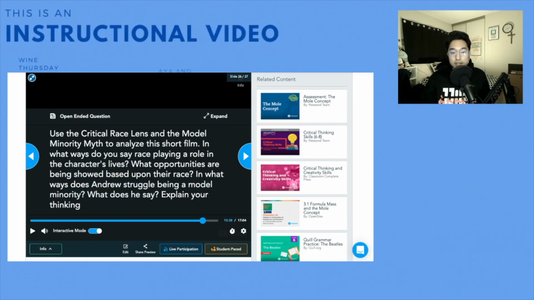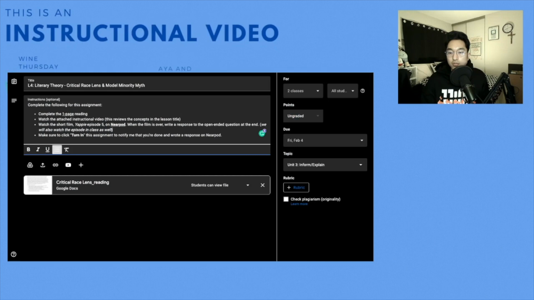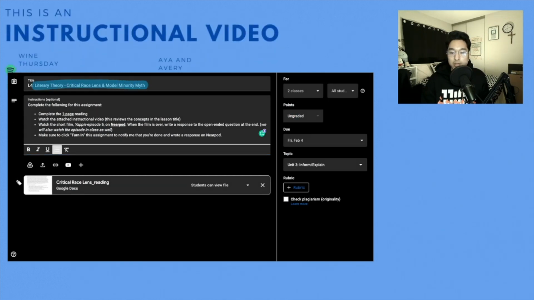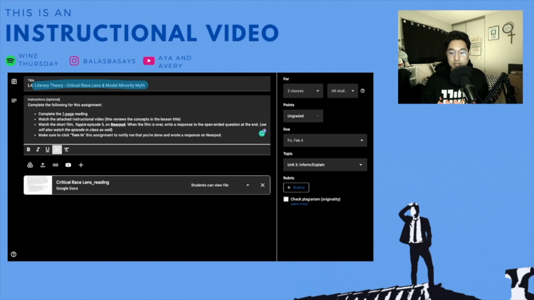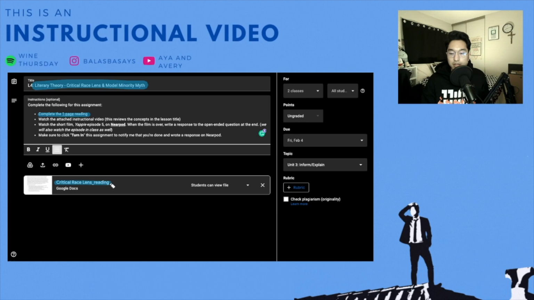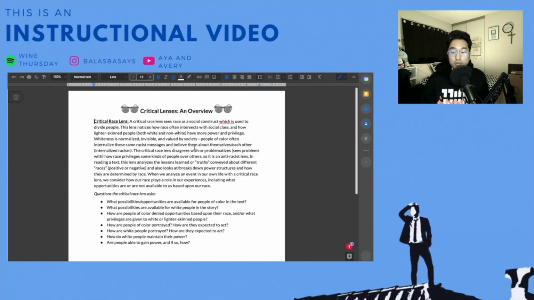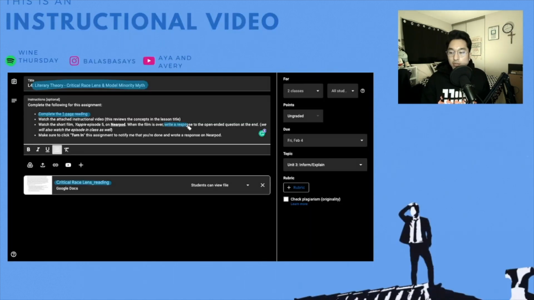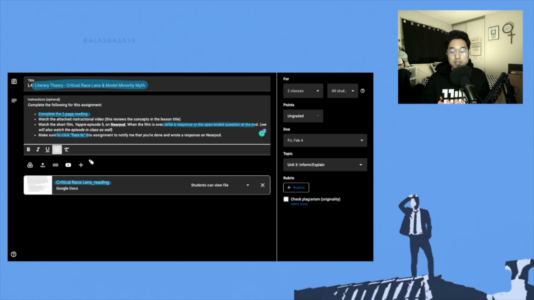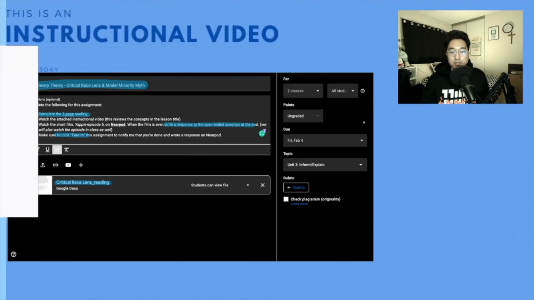Explain your thinking. After that, find your way over to Google Classroom, where you'll find Lesson 4, Literary Theory, Critical Race Lens, and the Model Minority Myth, with instructions to make sure you complete the one-pager reading on the critical race lens, which is right here. And it looks like this. It's just a definition of the critical race lens and what questions a reader would ask as they're using this to analyze a text. And again, make sure to write a response to the open-ended question that I just showed you on Nearpod. Lastly, make sure to click Turn In so I know that you're done and to look for your response to grade it.